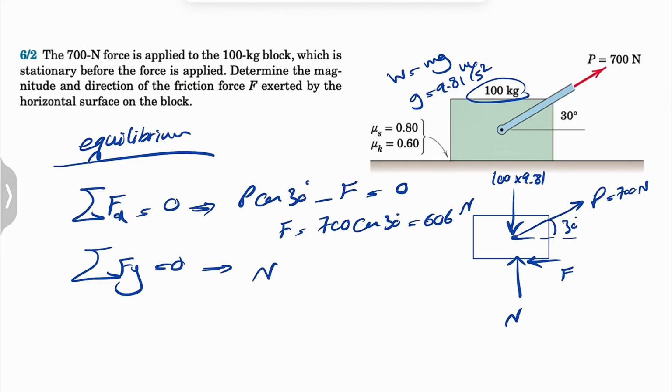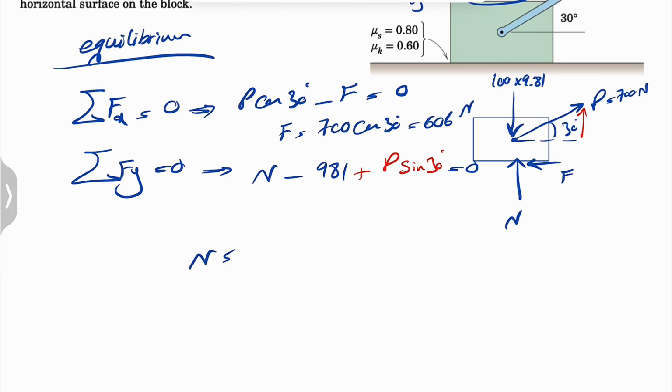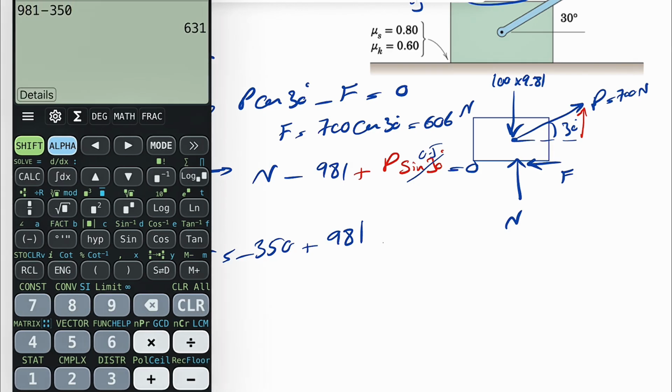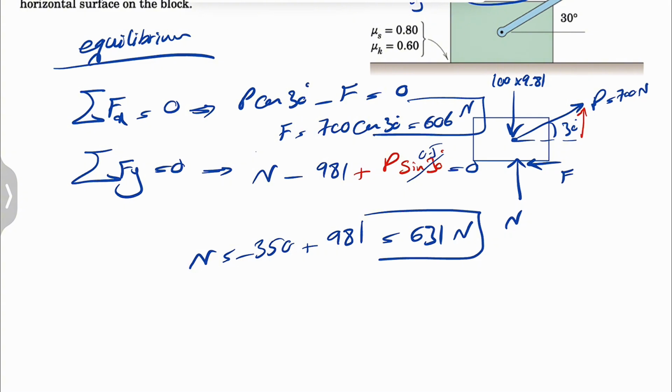And let's see what we get for the sum of all forces in Y. We have the normal force, we have the weight, which is 9.81 times 100, so 981. And also we have the Y component of P, which is in this direction, so plus P sine of 30 degrees, and that's going to equal 0. Our N would be, we know sine of 30 is 0.5, so 700 divided by 2 is 350, negative 350 plus 981. Let's see what we get. 981 minus 350, so the normal force will be 631 newtons. So that's the friction we found based on the equilibrium.